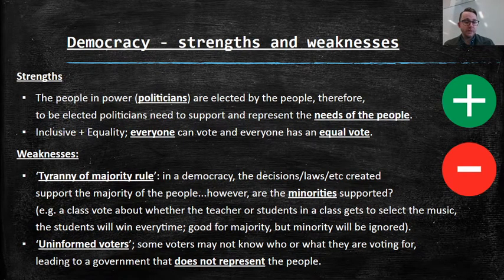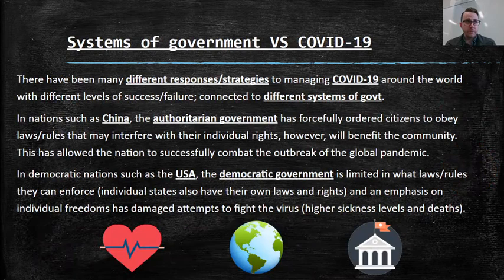Politicians can use uninformed voters to get elected when they shouldn't really be elected. You look at Donald Trump in America. He used misinformation. He lied to people to be elected into power. And now that he's in power, he doesn't really represent the interests of all people. So that's a weakness of democracy. It can be manipulated. It can be used improperly.